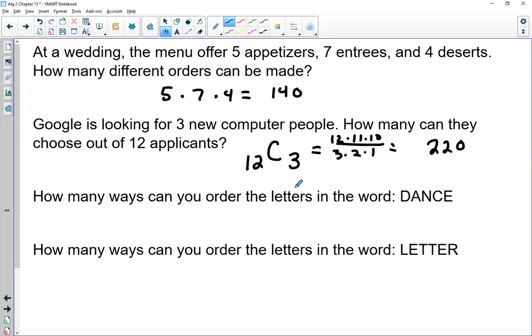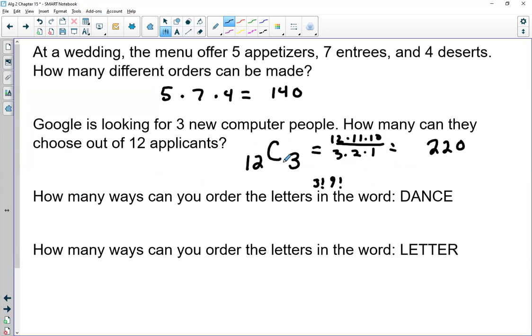Wait, you do 12 times 11 times 10 times 9 times 8, go all the way down, no? No, because it's what happens on the bottom. You're going to get 3 exclamation point and 9 exclamation point. So the 9 will cancel out. So you only have to go down to 10.